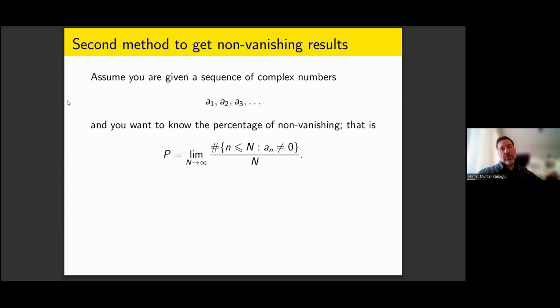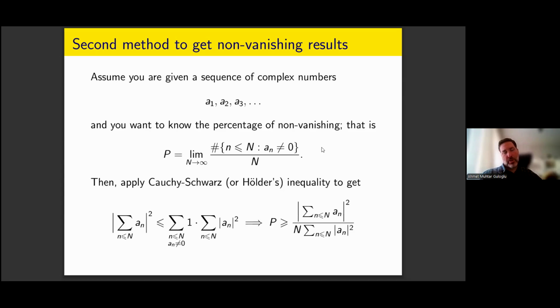So if you want to count the number of non-vanishing guys over here, you can use a very simple inequality, Cauchy-Schwarz inequality or Hölder's inequality, to get this result. So the sum of the absolute values of these guys is less than or equal to this one. And if you divide both sides by n, you're going to see that the proportion of non-vanishing for this sequence is lower bounded by this quotient.